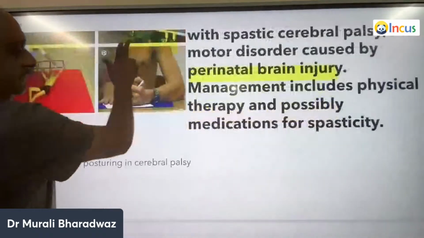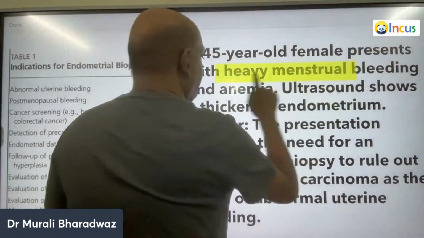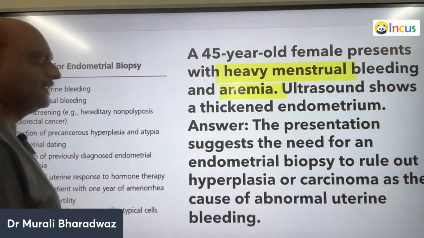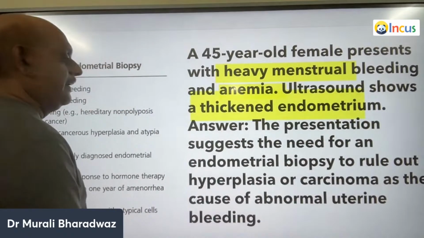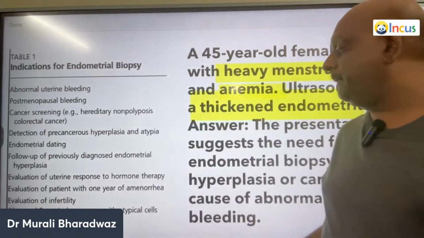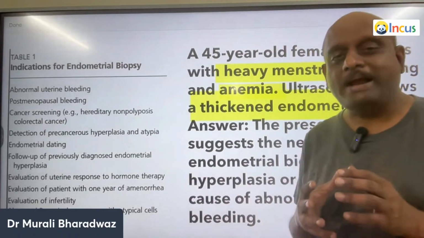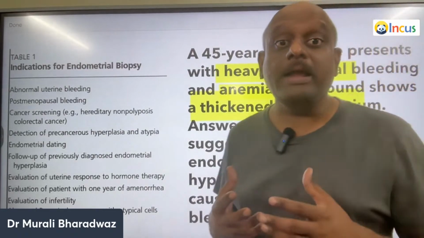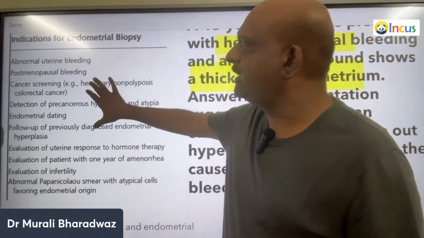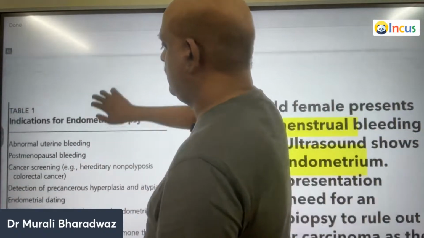Now, a 45-year-old female presents with heavy menstrual bleeding and anemia. Ultrasound shows thickened endometrium. So endometrial biopsy was done and typically there is hyperplasia. So endometrial biopsy is mandatory and you should know what are the indications of endometrial biopsy. Now let us look at the indications of endometrial biopsy, right?